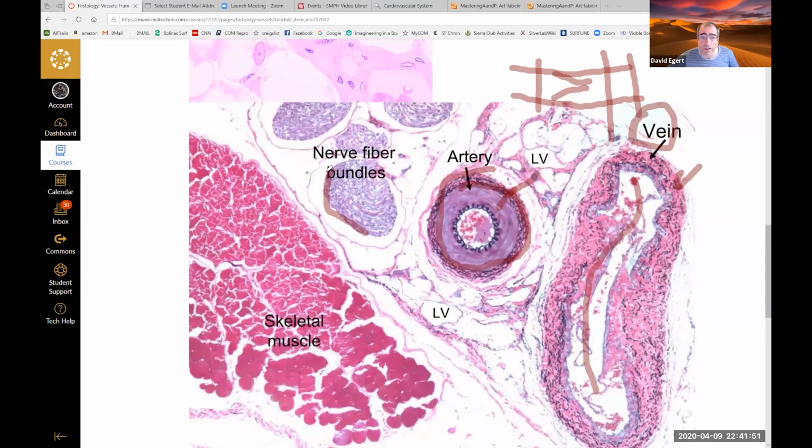Nerves are often in the same region. Like, how do I know that this is nerves and not blood vessels?